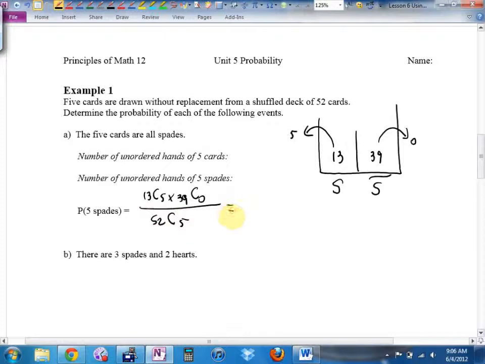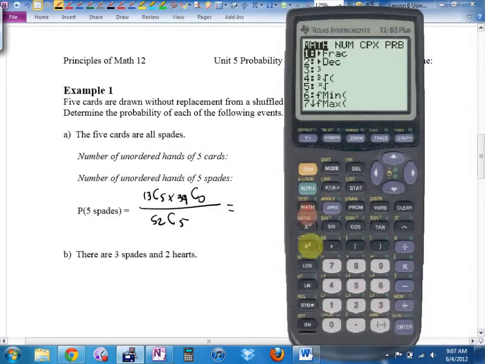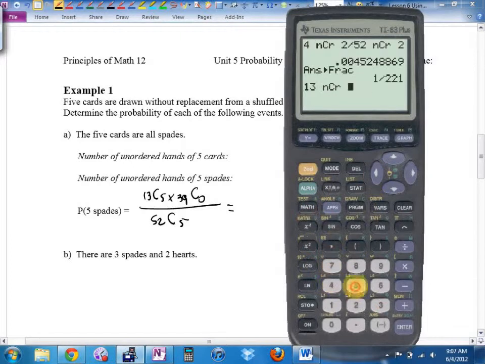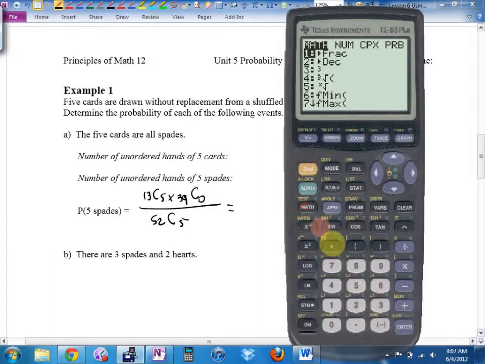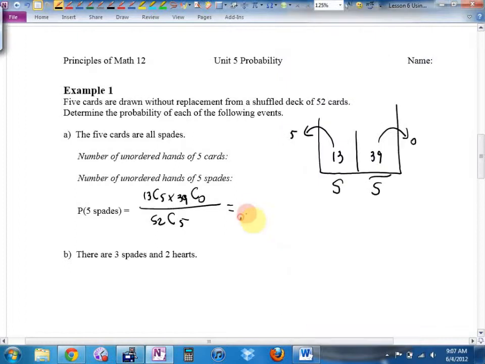What are the odds of getting a spade flush? You know what? It won't change that to a fraction. It gives it to me in scientific notation. You get this? This is 4.95 times 10 to the negative 4. That's the odds of getting a spade flush.